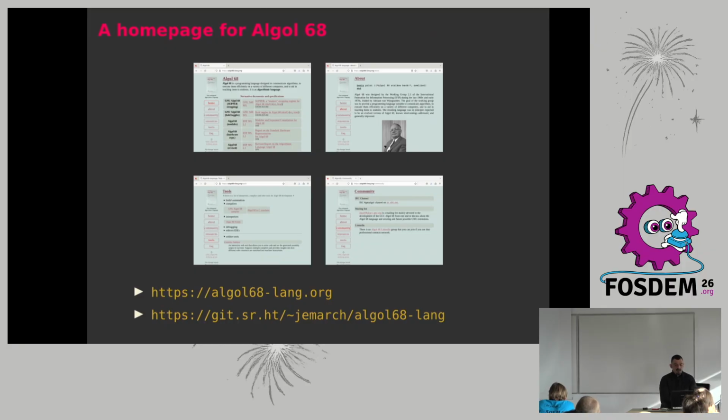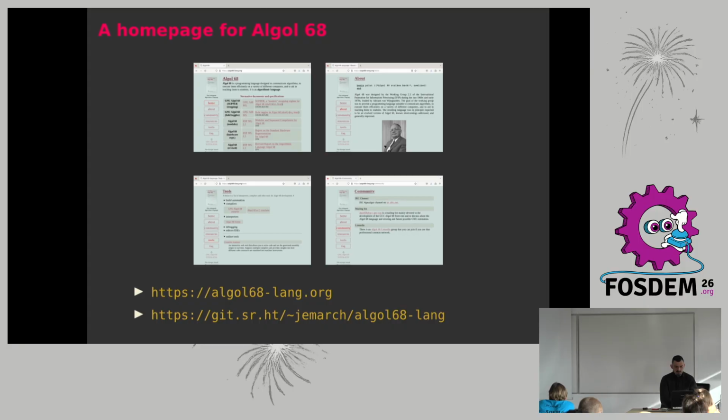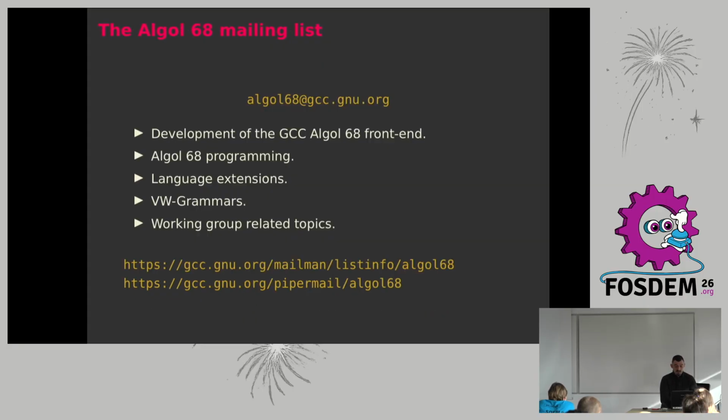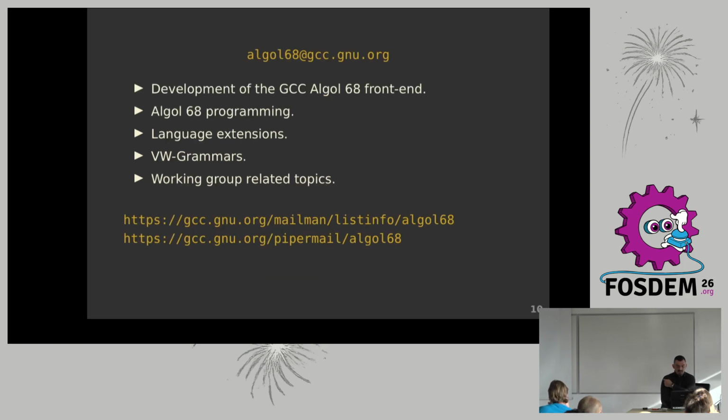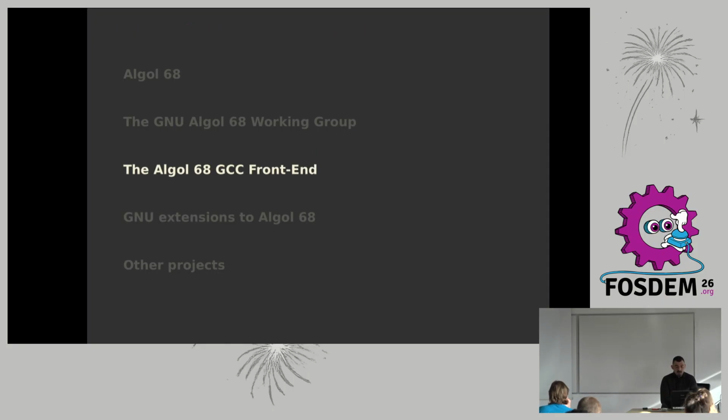Okay, so we have the homepage for Algol 68. You can look it up. The sources are in that Git repository. There you have resources, links to videos and whatnot. Then we have the mailing list, because we are all old farts in GNU, you know, so we use mailing lists, and we like it. So you can subscribe in one of those links there. And we have an IRC channel as well, where we just hang out. And okay, so this was the working group, very fast.